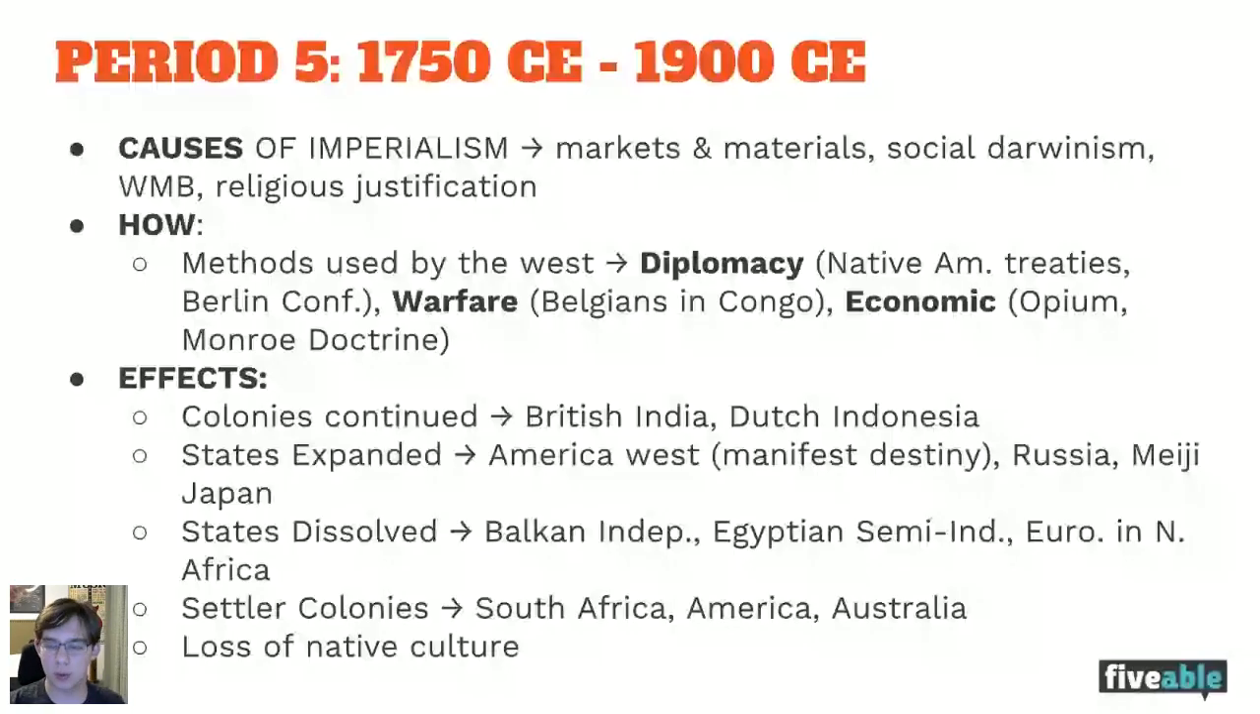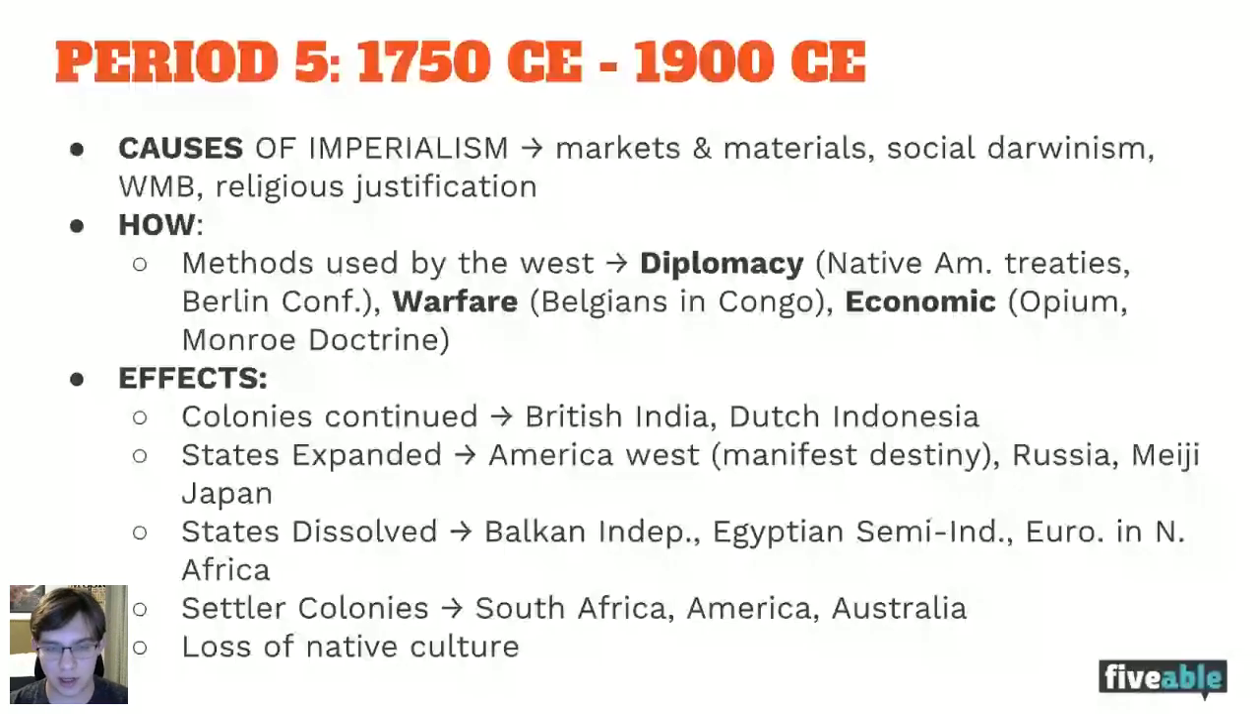And so, in World War II, you really see them become an imperial power. They almost go power crazy. You also see states dissolve, so things like Egypt, European and North Africa, the Balkan independence, stuff like that, I'm not too knowledgeable on, but those are some examples. And we also see a lot of settler colonies.